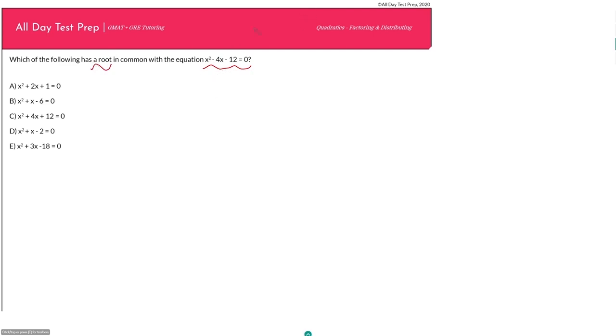So we need two numbers that multiply to negative 12, but sum to negative 4, and positive 2 and negative 6, I think, work. So this equation can be written as x plus 2 times x minus 6 is equal to 0. And therefore, our roots for this equation are x is equal to negative 2 or x is equal to positive 6.